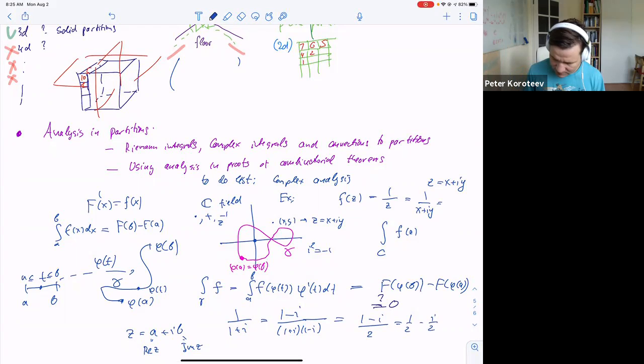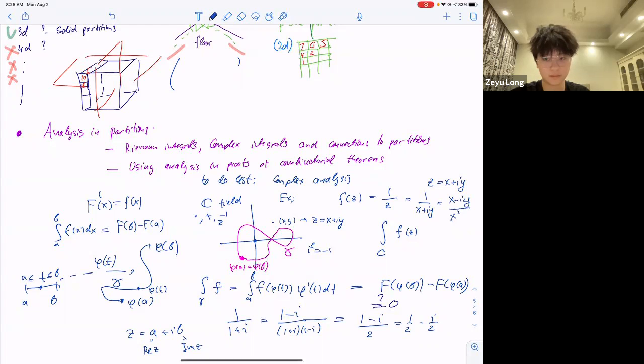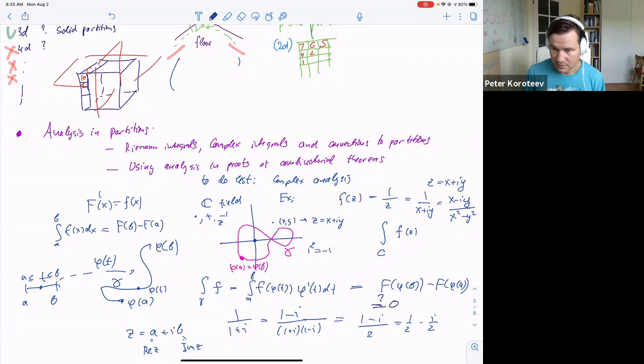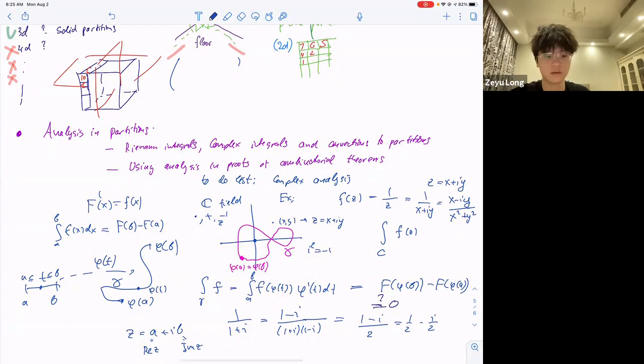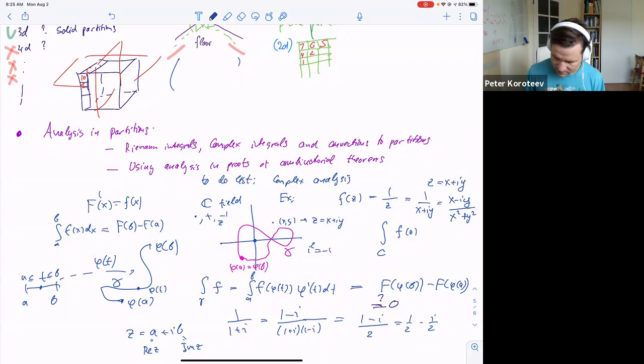The same thing you can do with this function. Tell me what this will be equal to. What is 1 over x plus iy? We need to multiply by the conjugate, so it's x minus iy divided by x squared plus y squared. Because you multiply by x minus iy, you get x plus, let's write it down. Let's not save space, let's move it elsewhere.